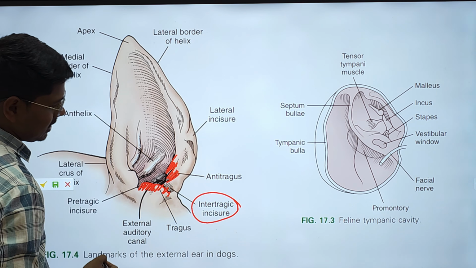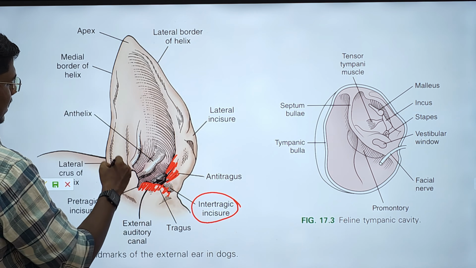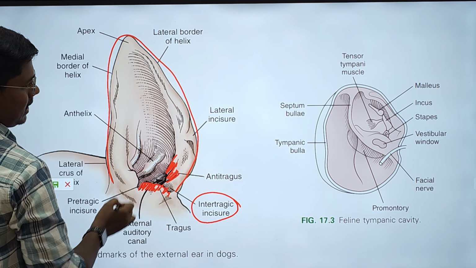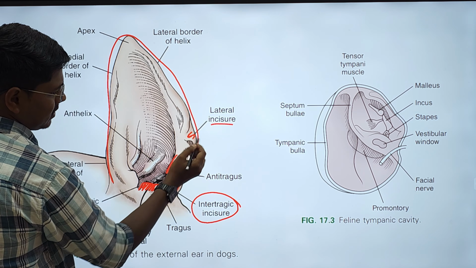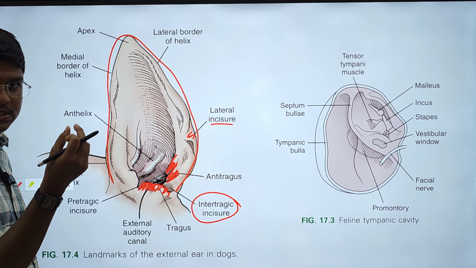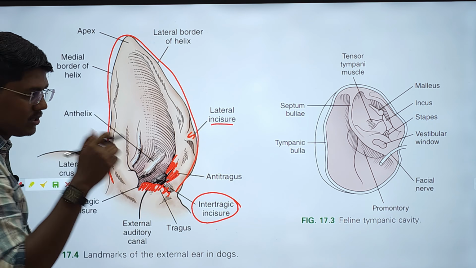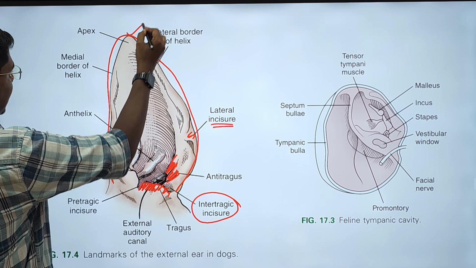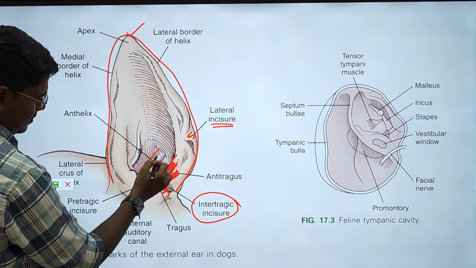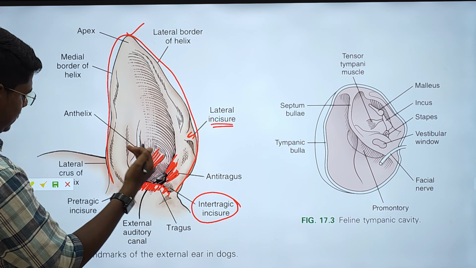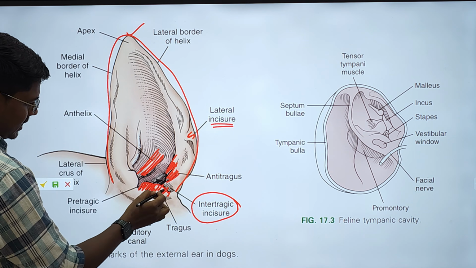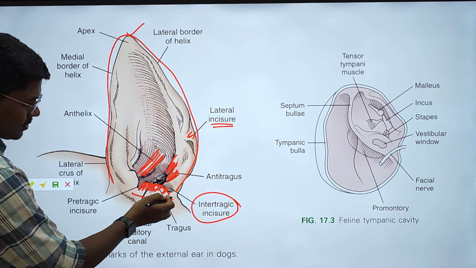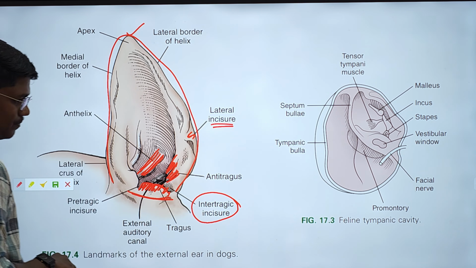Intertragic incisure. This is the helix. Medial border of the helix. This is the lateral border of the helix. Lateral incisure, you can see here there is a bifold. If you look at the dog's ear and the folds, that is the lateral incisure. And this is the apex, antihelix. There are some eversions on the antihelix, but the important one is the tragus, because most of the incisions will be around the tragus. Most of the incisions.